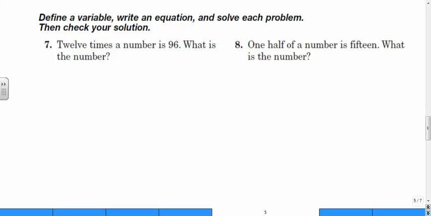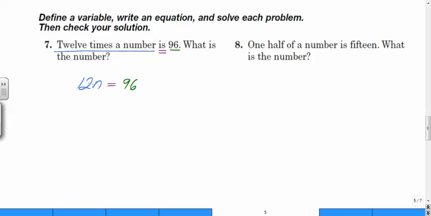Problem number 7. Define a variable, write an equation, and solve the problem. 12 times a number is 96. One step at a time. 12 times a number, how can we write that? How about 12 times n, 12n, is, in algebra, we use the equal sign for that. Is what? 96. Well, that's an easy one.